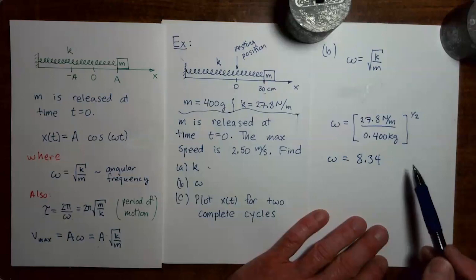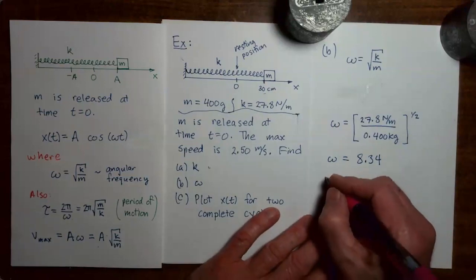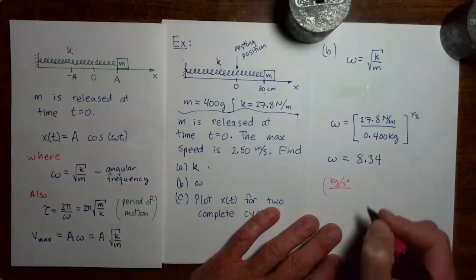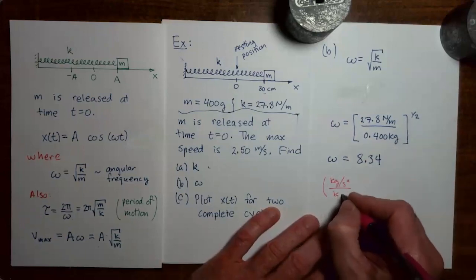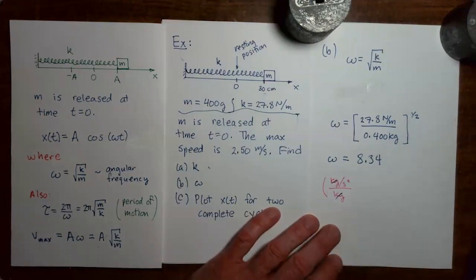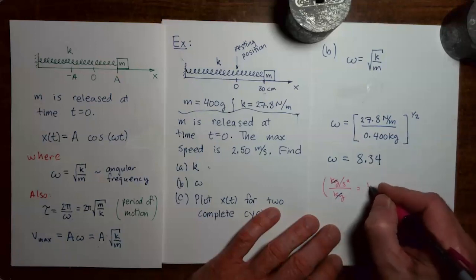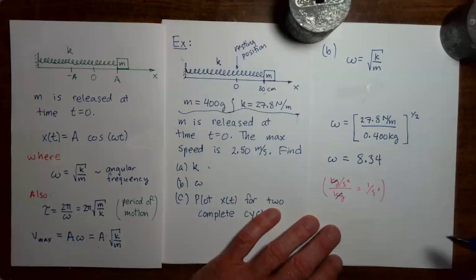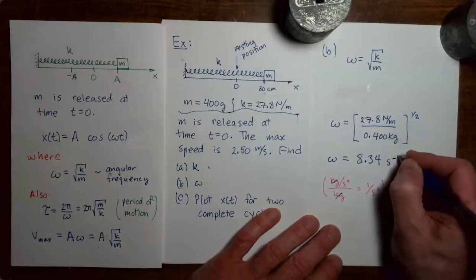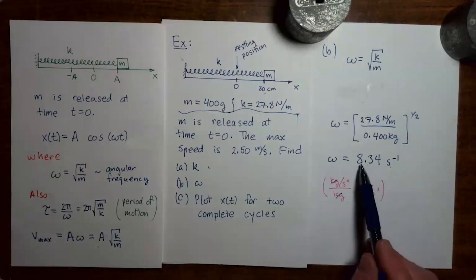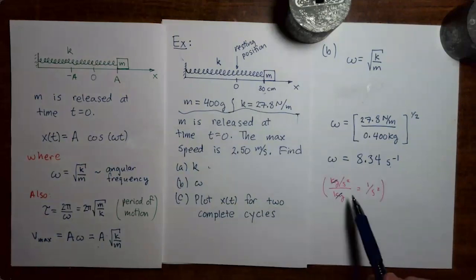But we want to make sure that we have the right unit, so let's do the unit check. Newtons per meter is the same as kilograms per second squared. Then we have down here kilograms. So kilograms cancels kilograms. Then we have 1 over second squared inside the square root. So when we take the square root of this, we get 1 over seconds, which I can also write as seconds to the minus 1, which would be the correct unit for angular frequency. So the angular frequency is 8.34 inverse seconds.